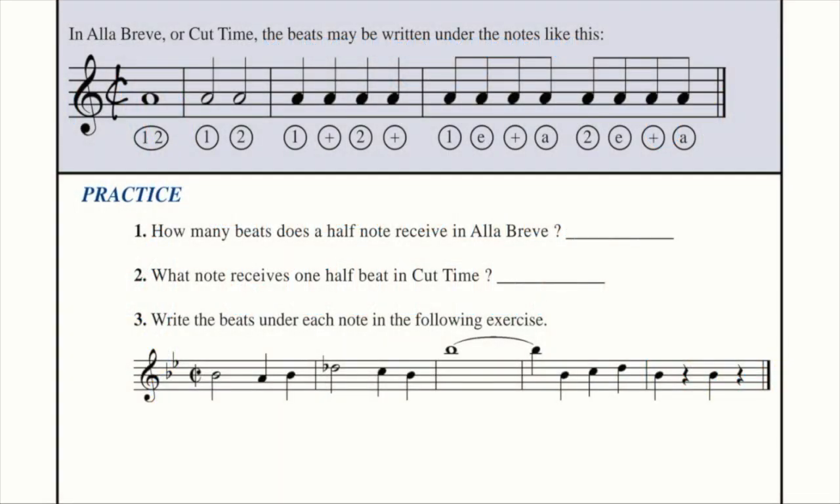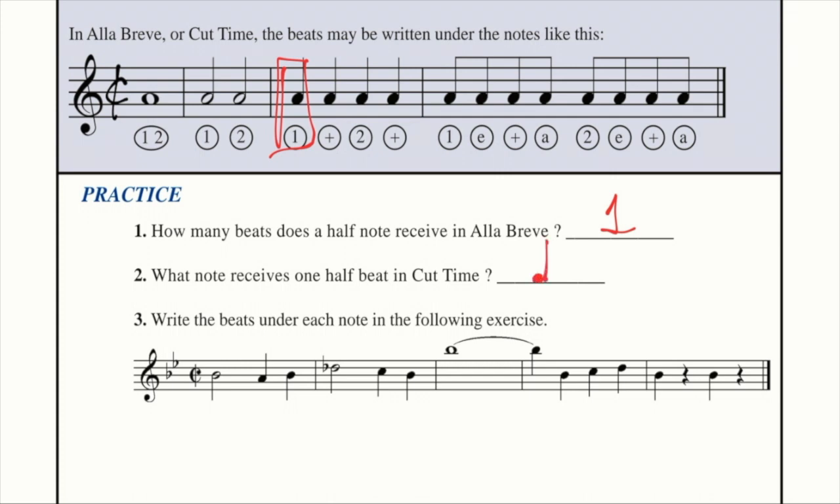How many beats does a half note receive in alla breve? Well, since it's a 2-2 time signature and the bottom number 2 tells us a half note receives 1 beat, the answer is therefore 1. What note receives half a beat in cut time? We see that a quarter note receives half a beat.